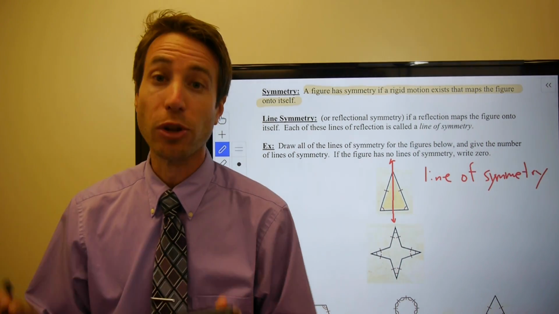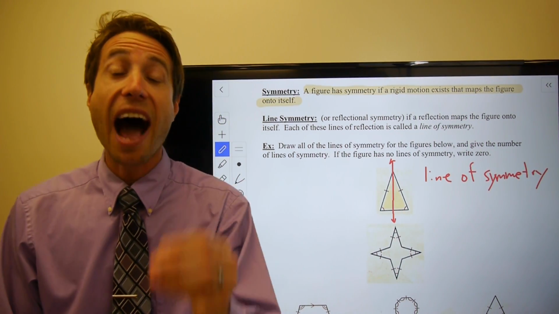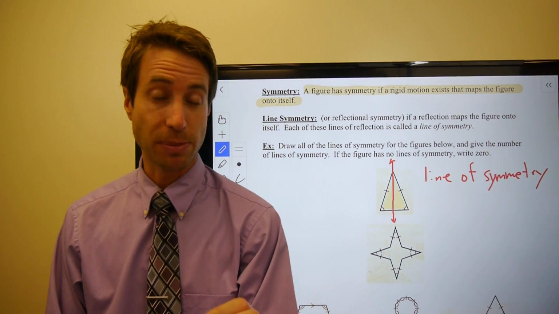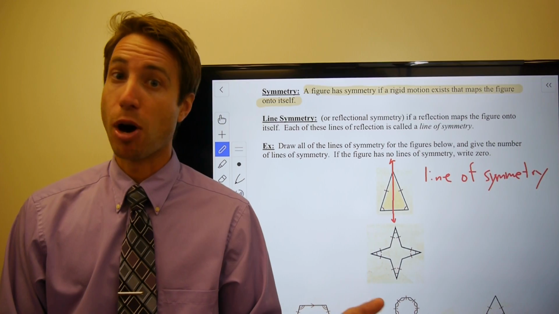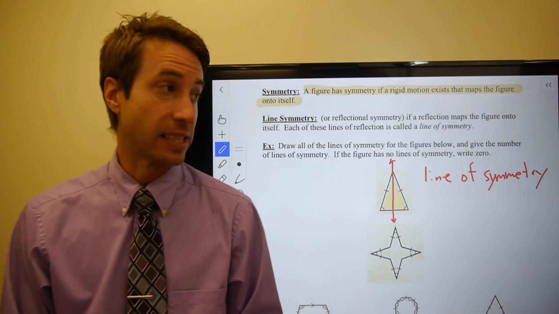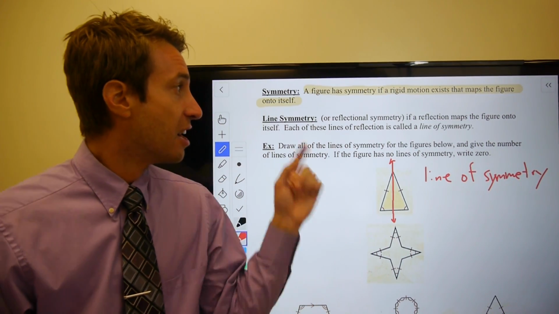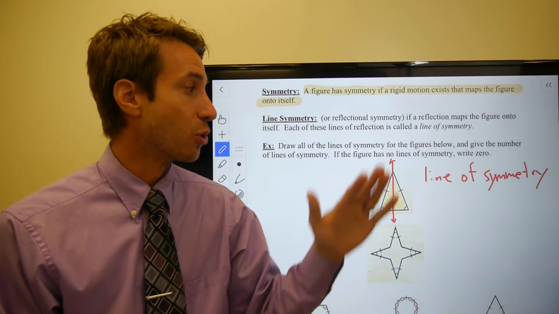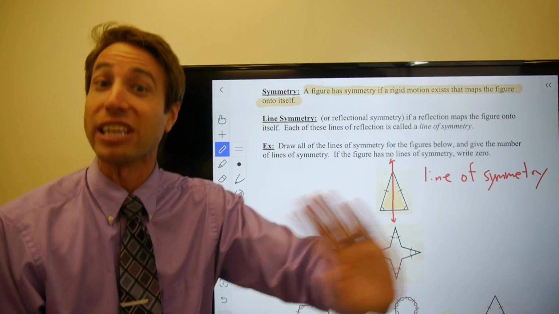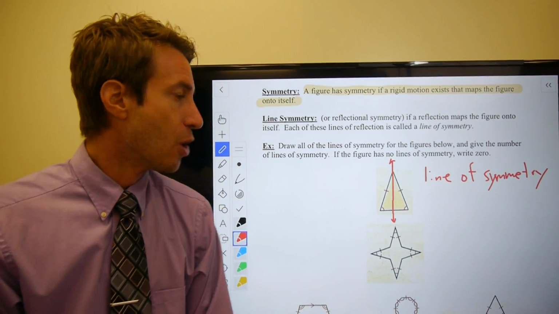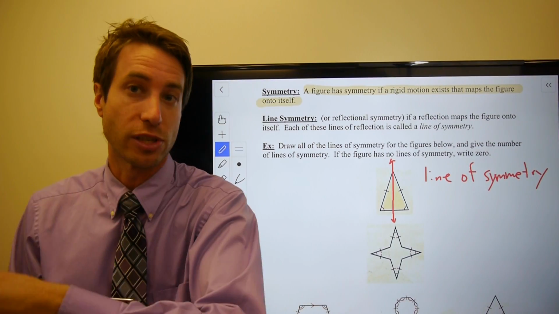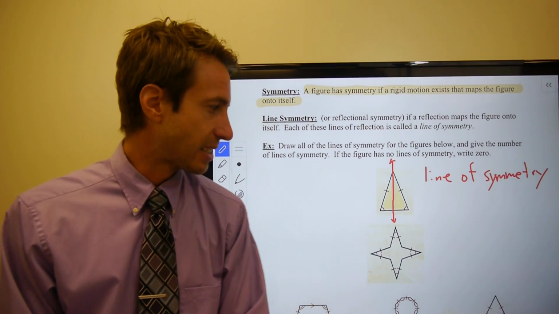All right, that's what we're looking for. Does an object have a line of symmetry? It's possible for an object to have more than one line of symmetry. Some objects won't have any lines of symmetry. A line of symmetry is simply a reflectional line, right? You're reflecting the object onto itself across that line of reflection, which is why we're talking about lines of symmetry. We just got done talking about reflections a section or two ago.